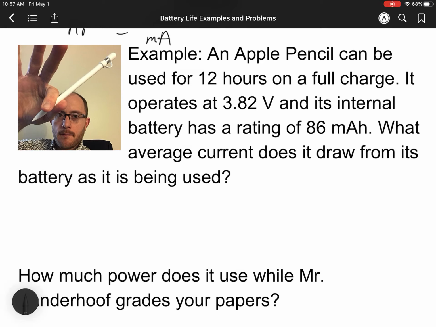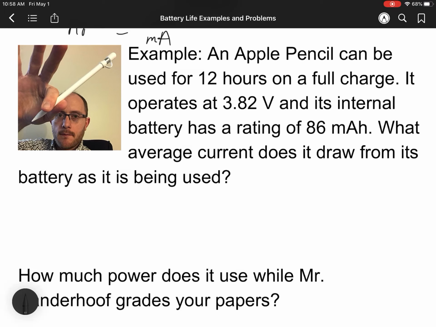So let's take a look at how you would do a calculation like this one. It says that you can use an Apple Pencil for 12 hours on a full charge. It operates at 3.82 volts from its battery, and its rating is 86 milliamp hours. What average current does it draw from its battery as it's being used? Let's see how many coulombs of charge it's taking on that battery every second that it's running.